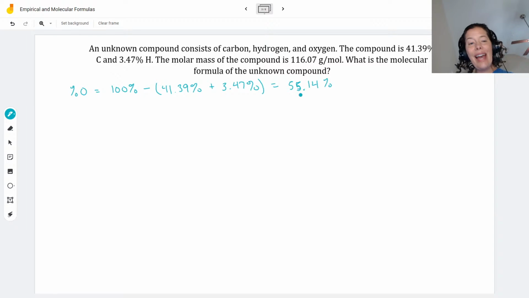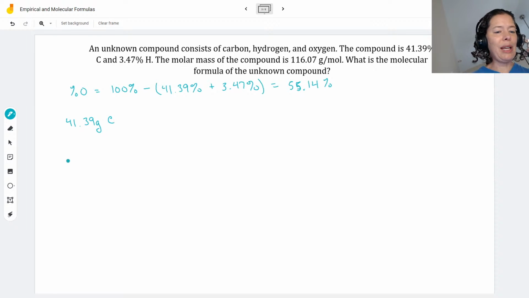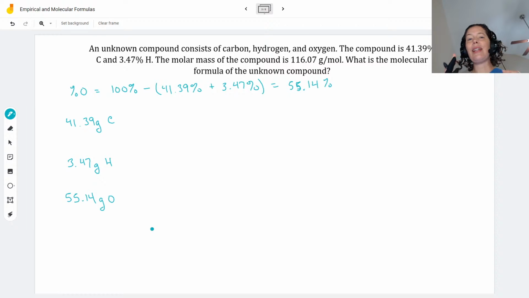All right, now we can assume that we have 100 grams of this compound. So we have 41.39 grams of carbon. I'm going to give myself more space this time. 3.47 grams of hydrogen. And of course, we just figured out the oxygen. That is 55.14 grams of oxygen. So just like before, we want to take these grams and convert it into moles.